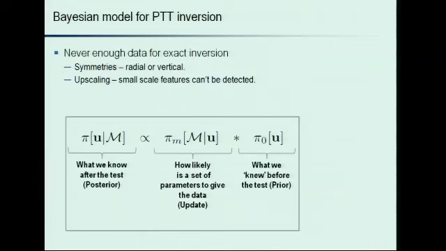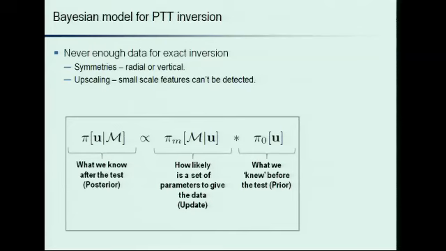So as I said, there's never enough data for exact inversion with pressure transient testing because we've got a lot of symmetries in the problem. You've got this radial symmetry that you could rotate everything around. You usually have vertical symmetries, where you could flip the reservoir upside down or swap layer orders around. Also, upscaling is a major issue. Small scale features we're never going to detect, because you could replace lots of small scale features with a single smoothed out permeability field, and it would have the same pressure response. So it's going to be very difficult to determine those.